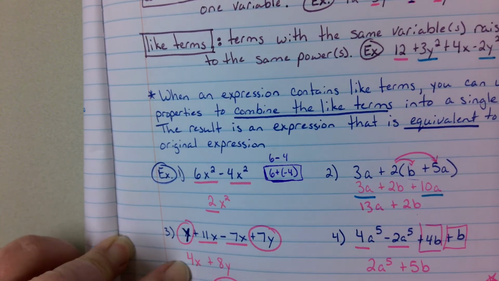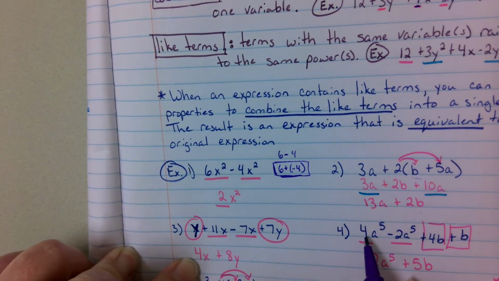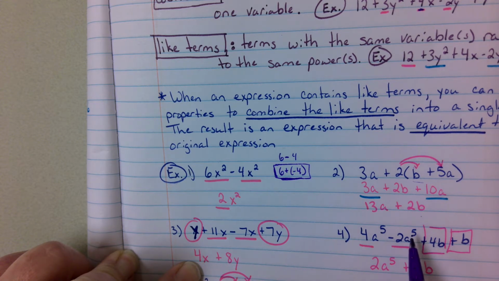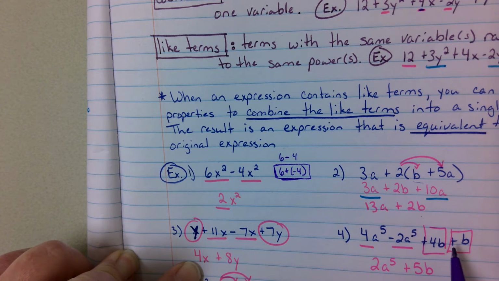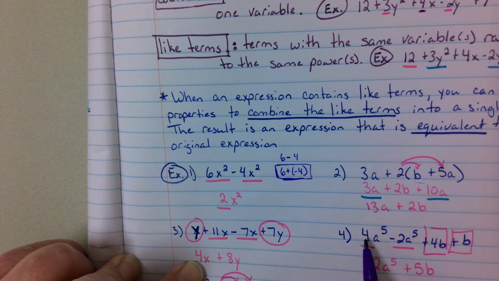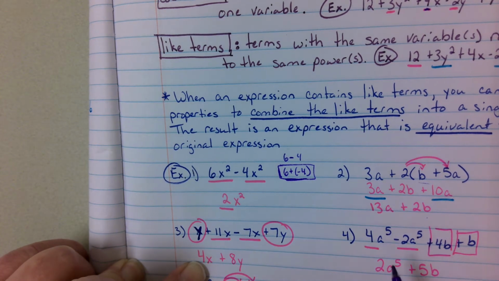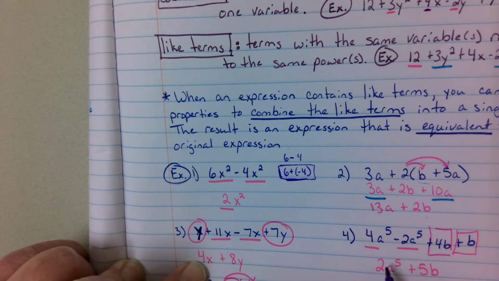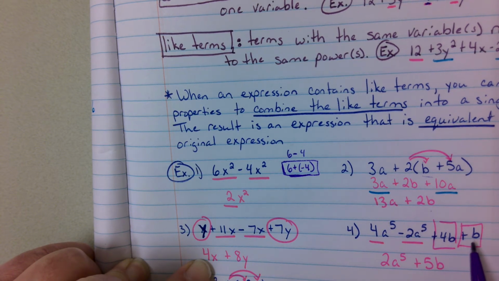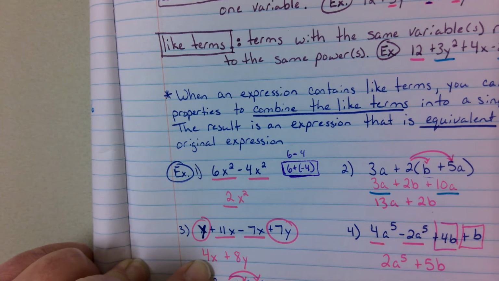All right, number 4, I have 4a raised to the 5th power minus 2a raised to the 5th power plus 4b plus b. So here I have my a to the 5th power, and I have 4a to the 5th minus 2a to the 5th. 4 minus 2 is 2. A to the 5th stays the same. And then I have 4b plus another b, and 4 plus 1 is just 5.